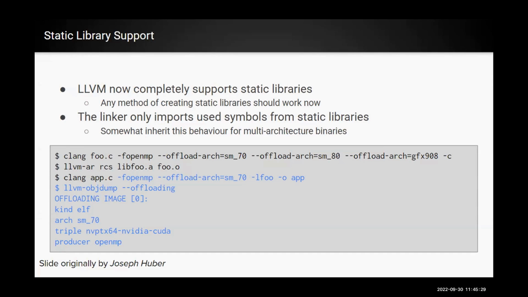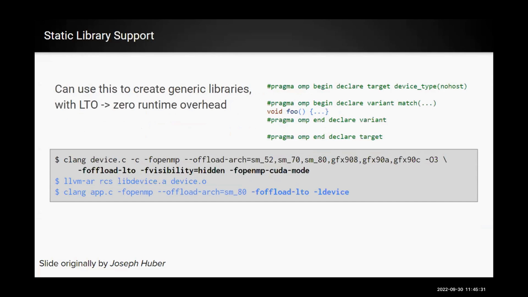So all of this is actually pretty nice. Here is a way to build these kind of device libraries that have all these architectures embedded, and then you can link against them. And if you turn on device LTO, you basically get zero overhead. It's actually optimized once the library is linked in, which is great.